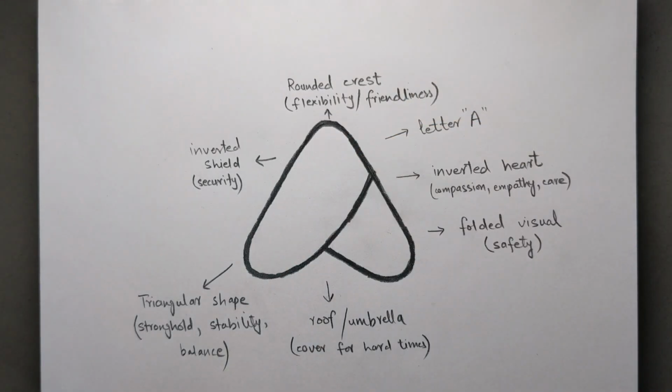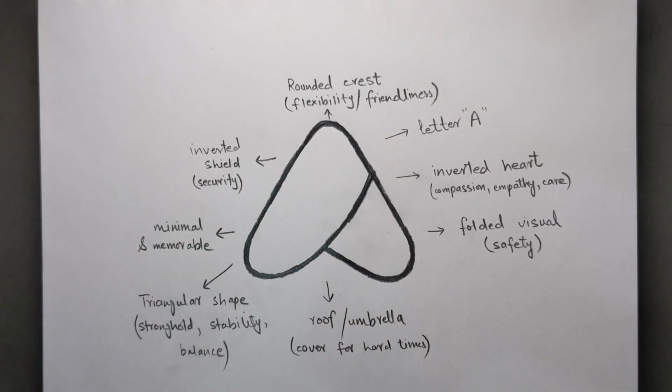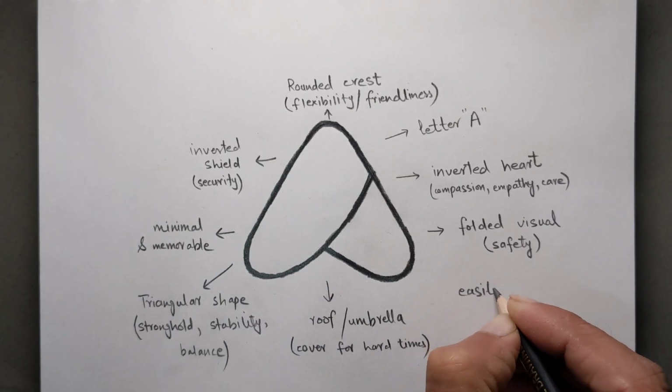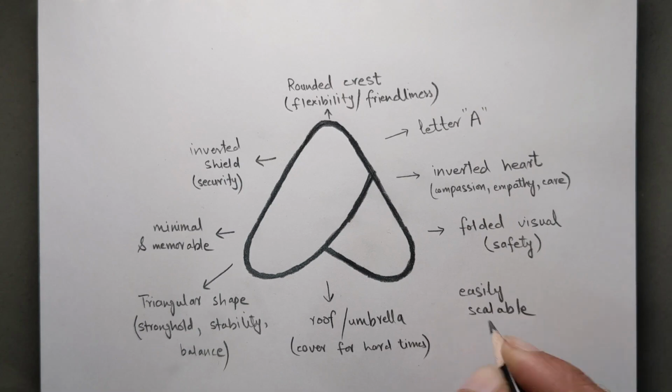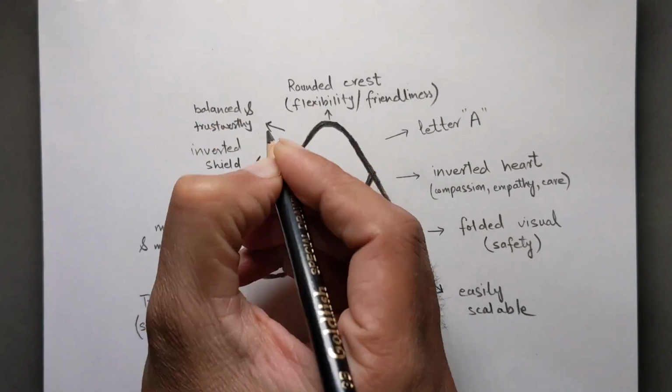But still, I want to add some more generic points that resonates with the brand's personality. Like, this logo has a minimal and memorable visual. The design is easily scalable. We can identify the logo even in small sizes, like as an app icon. And lastly, we can say that it has a balanced and trustworthy visual.